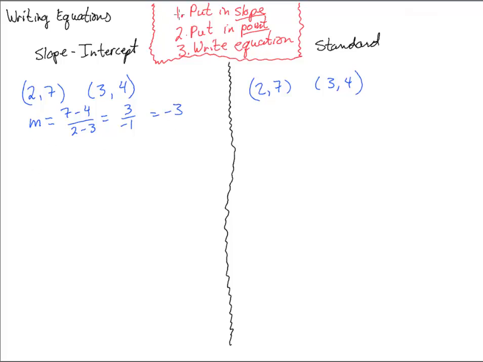So then you write, put it in. y equals negative 3x. We just put in the slope. And now we've got to put in that b. We've got to put in the points to see what it is. But you're like, uh-oh, which point do we use?